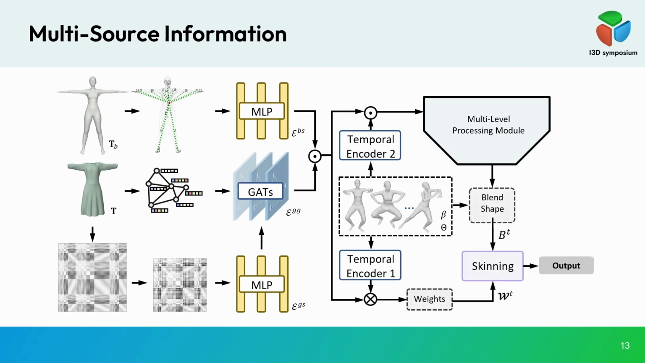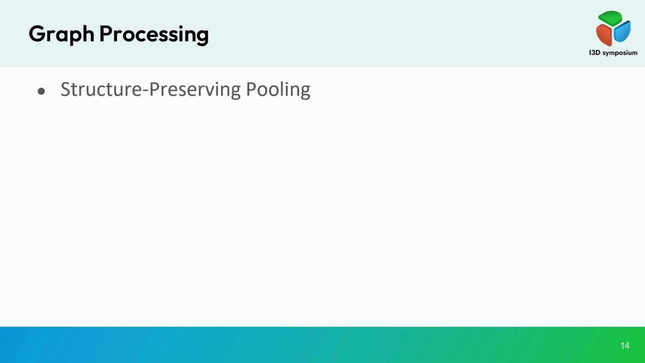For the motion sequence, we employ two temporal encoders to extract features. These features are then combined with the integrated graph to generate the skinning weight and blend shape, which are applied through skinning to achieve the desired result. Here, as blend shape is more complex and personalized, we employ an additional multi-level processing module to generate them. And graph pooling naturally contributes to the rapid diffusion of the vertex information.